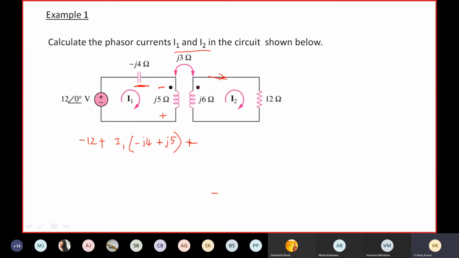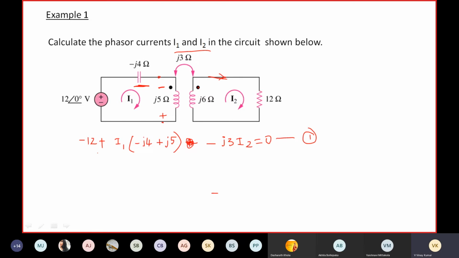Anyhow, you are collecting voltage at this point with respect to this point, so this will be minus j omega M. j omega M means j3. So minus j3 into I2, because of I2, which is equal to 0. This is equation 1.